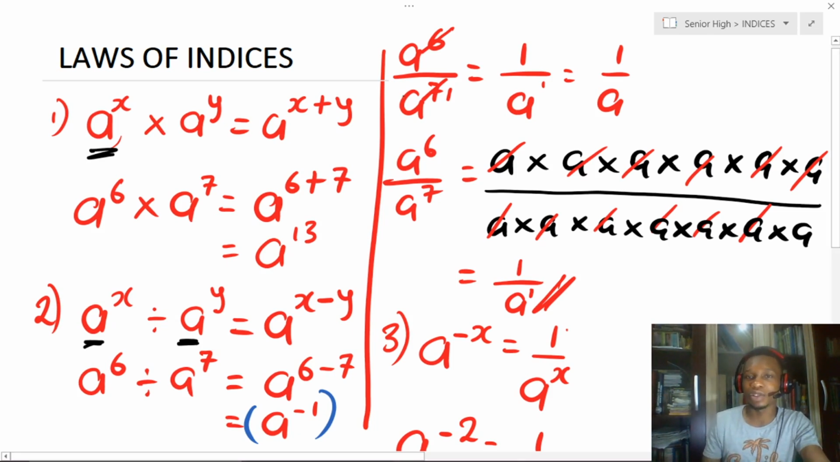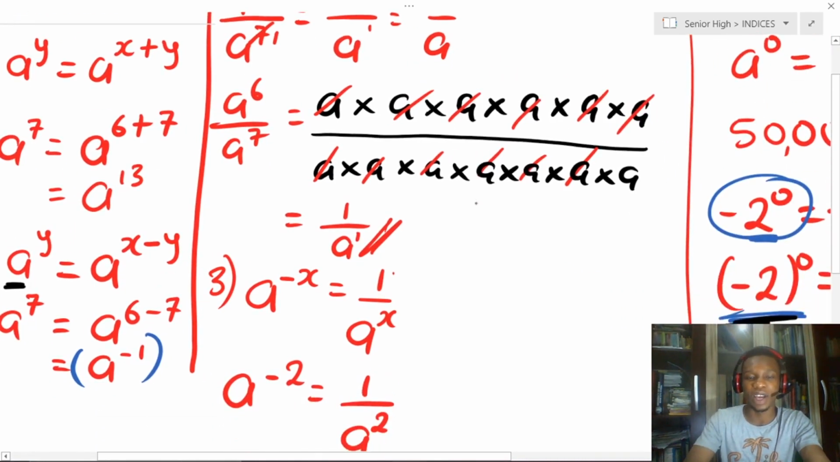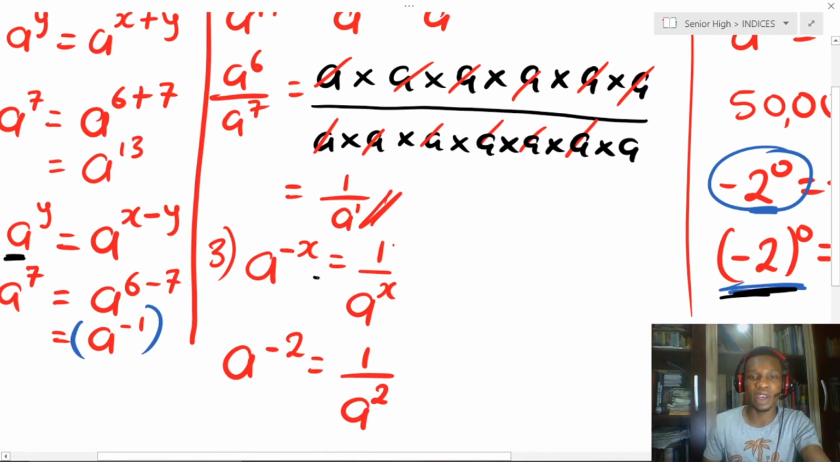Then we entered into the negative index law, and this negative index law was talking about whenever we have a number and that number is raised to the power of a negative index, then you just take 1 over that number. So a raised to the power minus x would be 1 over a raised to the power of x. The negative sign disappears at this junction. Then we took an example of saying a raised to the power minus 2 to be what? 1 over a raised to the power of what? 2. Okay, so let's take more.